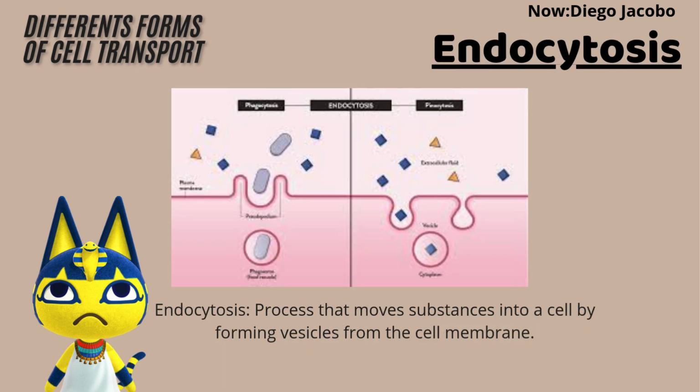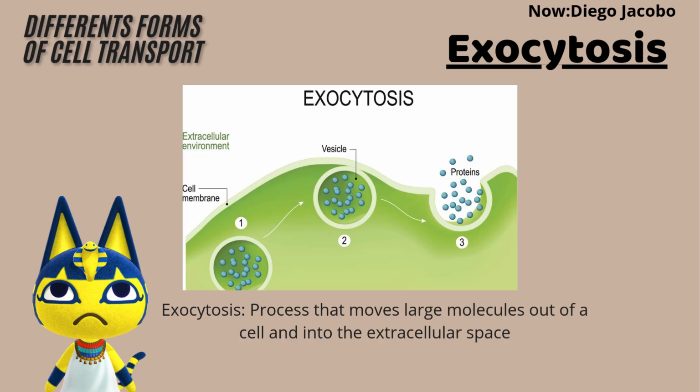Endocytosis. Endocytosis is a process that moves substances into a cell by forming vesicles from the cell membrane. Exocytosis is a process that moves large molecules out of a cell and into the extracellular space.